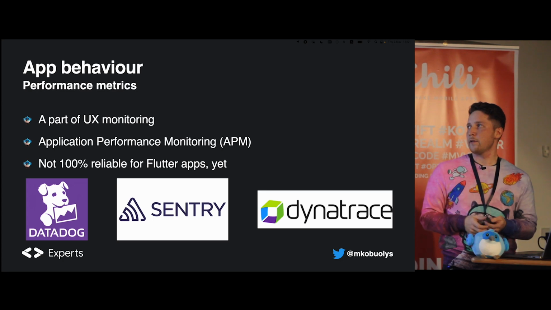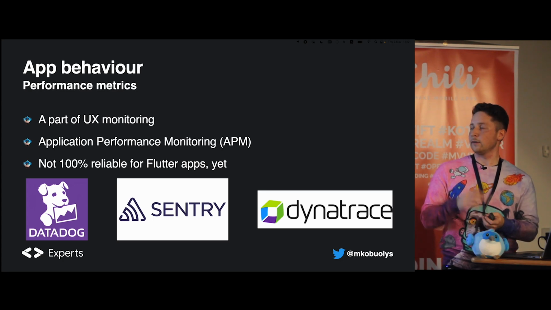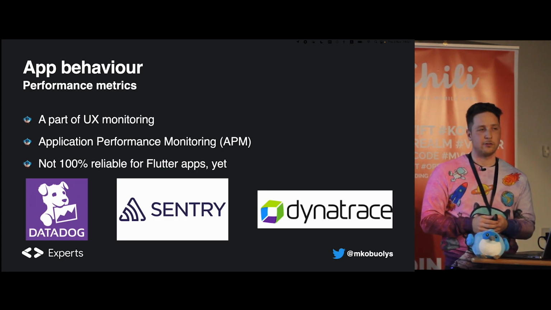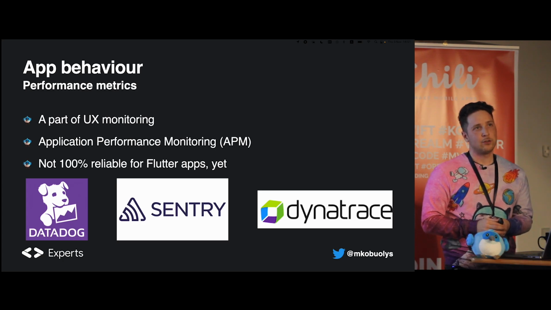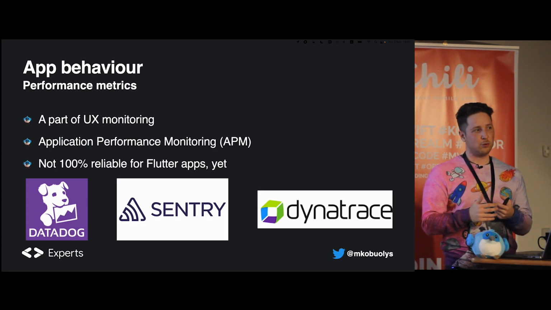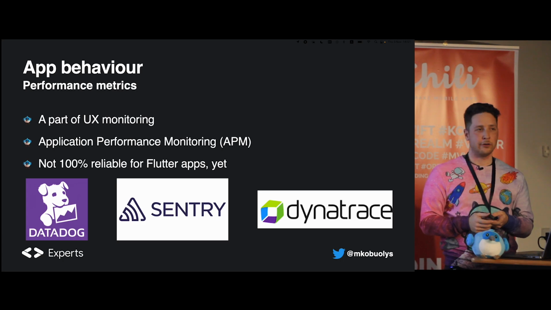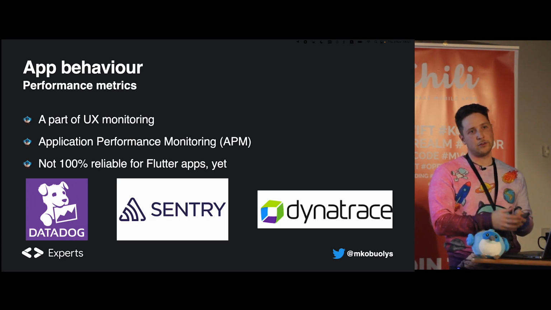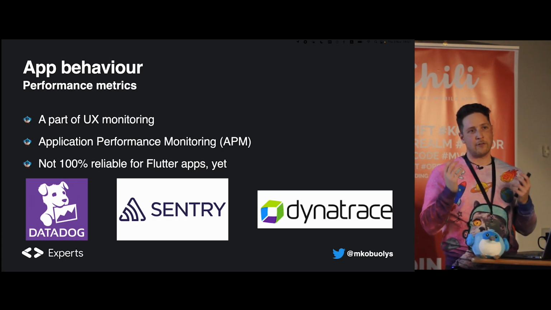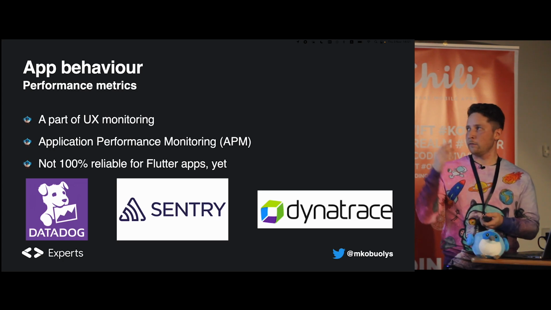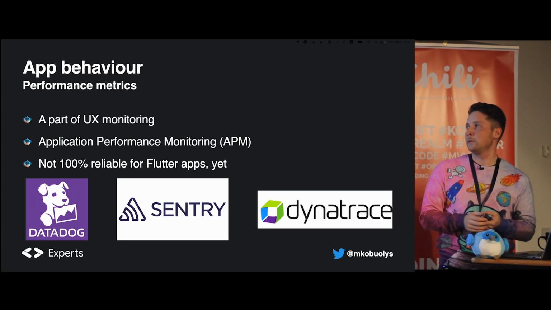Also, another thing that gets under this category is application performance monitoring, or APM. So that's the reason why we're using a single monitoring service for all of our backend services and also for our apps, just to have everything in a single place. And I will show you a little bit later what this APM means.